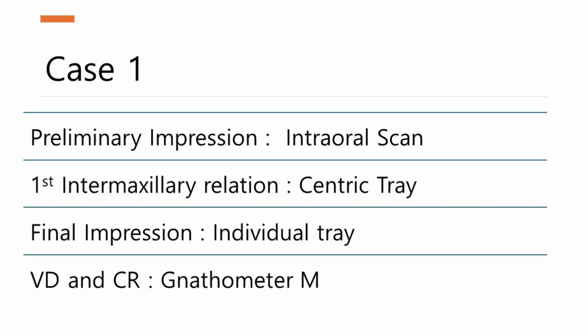Vertical dimension and centric relation: to determine the VD and CR, we employed the Gnathometer M. This device is highly effective in accurately recording the vertical dimension and the centric relation of the jaws, providing precise data that guides the final adjustments in the denture's fabrication.